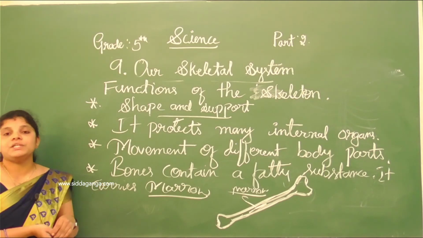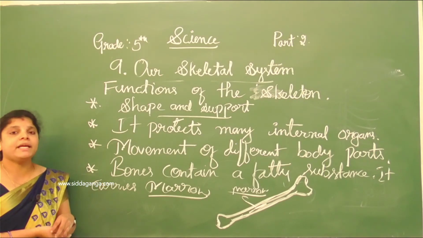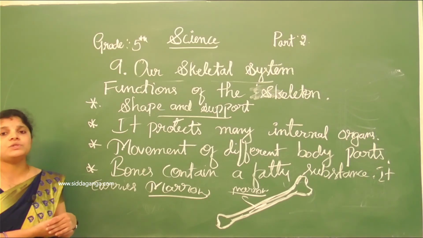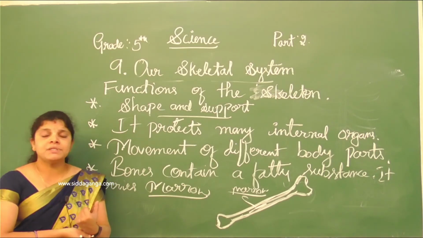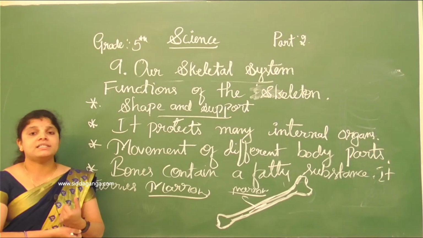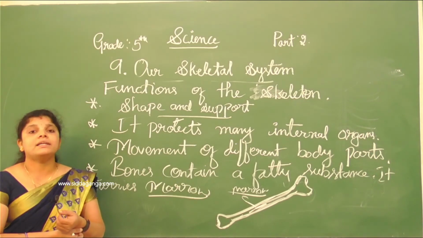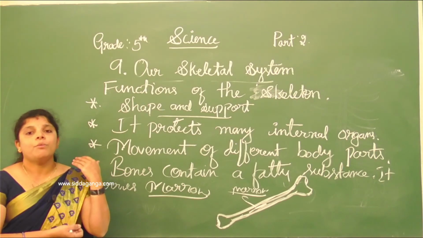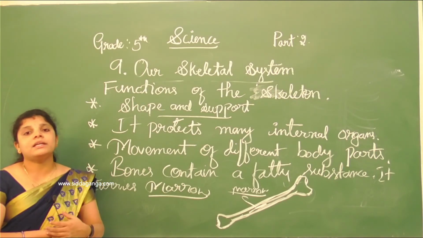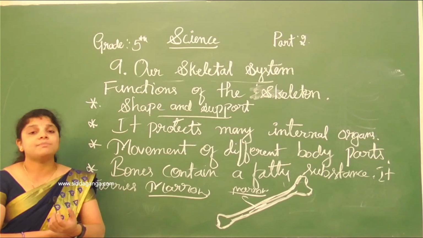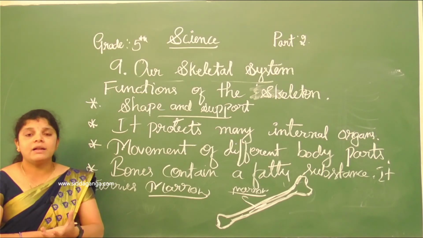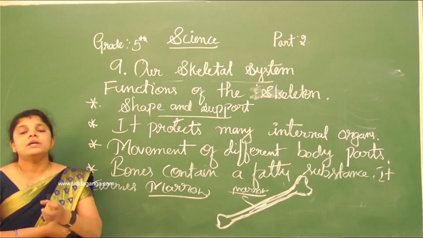Yes, dear students, today we discussed the rib cage, backbone, limbs and functions of the skeleton system. See, this backbone contains 33 small bones and it is at the back of the body. This backbone helps to protect our spinal cord.